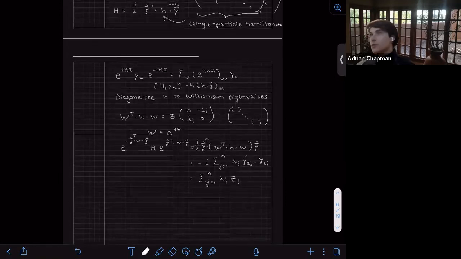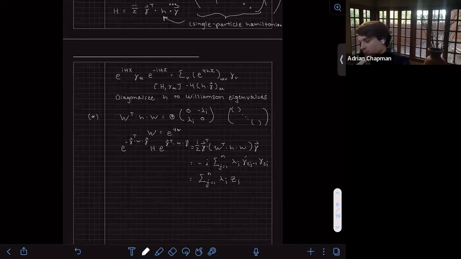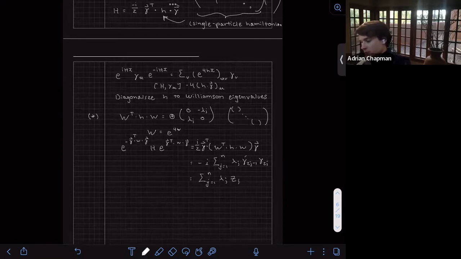Now there are a few more things I want to note. This starred equation basically says that the eigenvalues of h can only come in complex conjugate pairs.